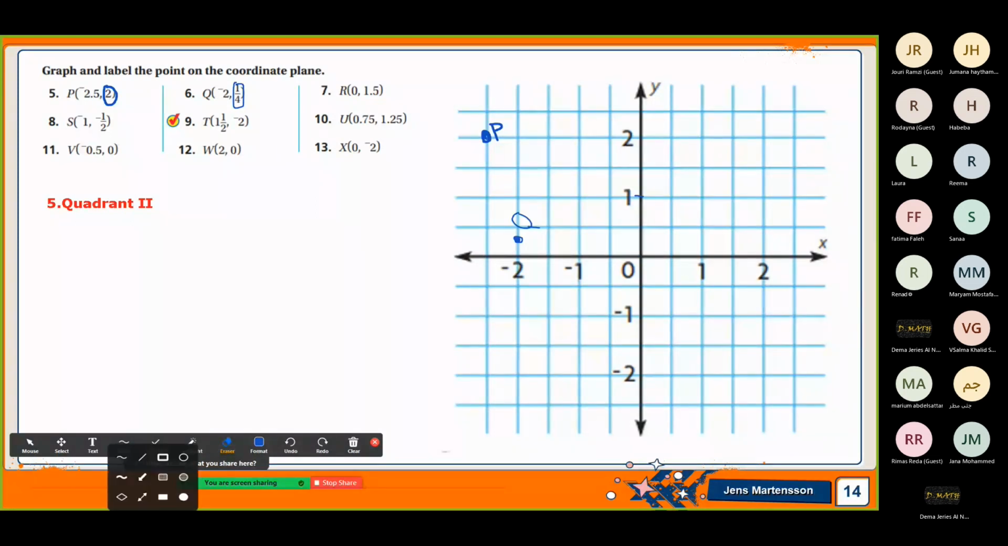Now, Rudaina, in which quadrant is point Q? Quadrant what? Negative 2. Which quadrant? 1, 2, 3, or 4?